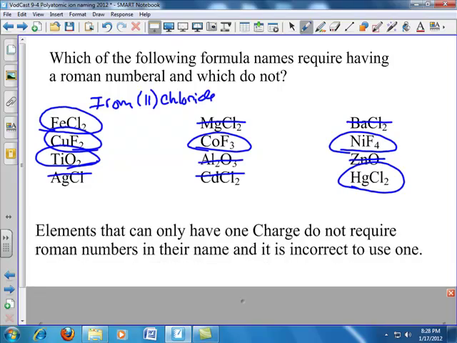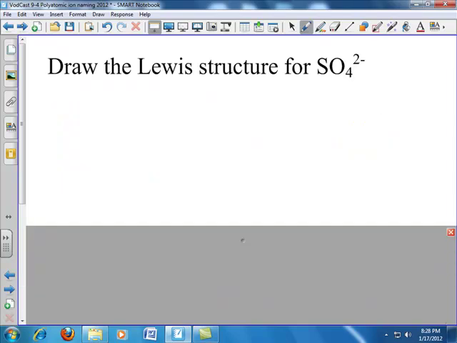And the big thing here is you have to know what elements only have one charge. You have that colored periodic table, and you can look in the box and see if it only has one charge, then it does not require a Roman numeral in the name. So it's very important that you get this statement written down in your notes. Elements that can only have one charge do not require Roman numerals in their name, and it is incorrect to use one.